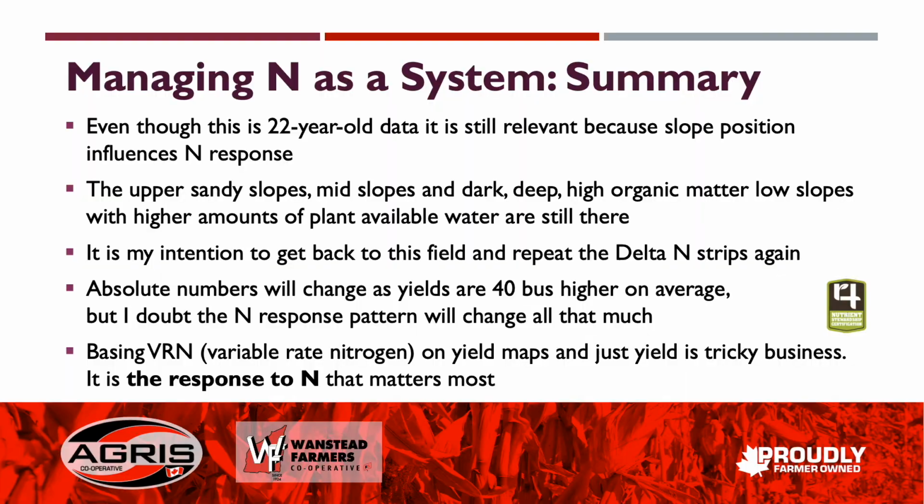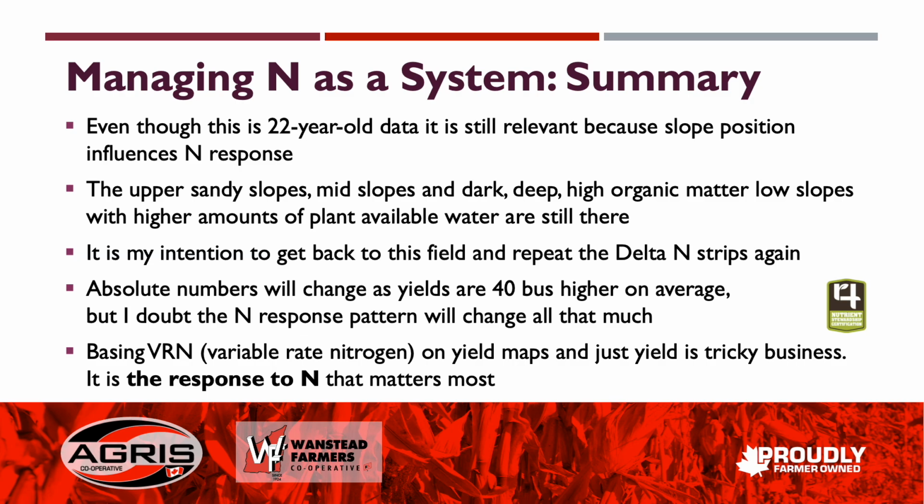So that's one of the keys to making variable rate nitrogen strategies: understanding where the nitrogen response is occurring, not necessarily what the yield goals are. Even though this is 22-year-old data, I think it's still relevant because the slope positions are still there. The sandy slopes are still there. The mid-slope position, that low ground with a dark soil, high organic matter, lots of mineralizable nitrogen, lots of plant available moisture, and high yield potential, those areas are all still there.